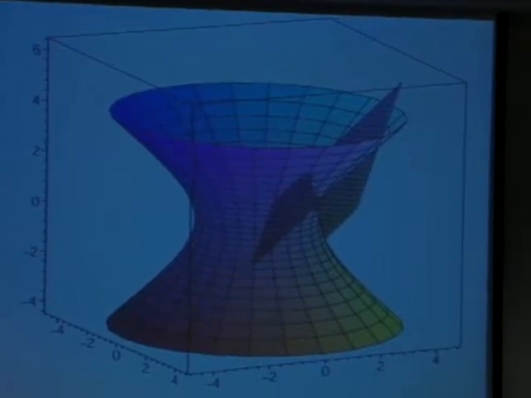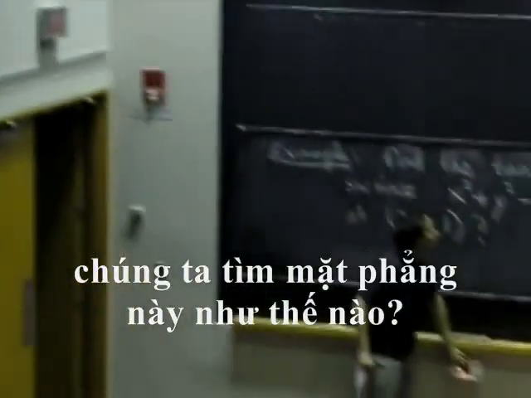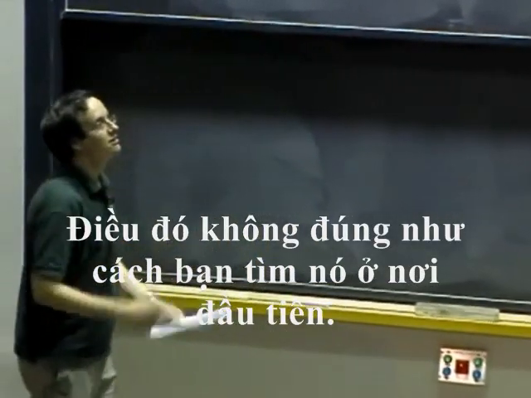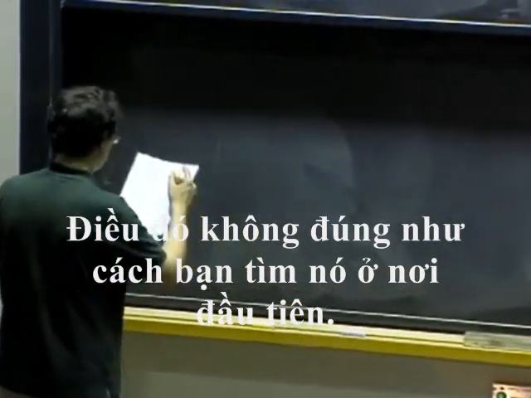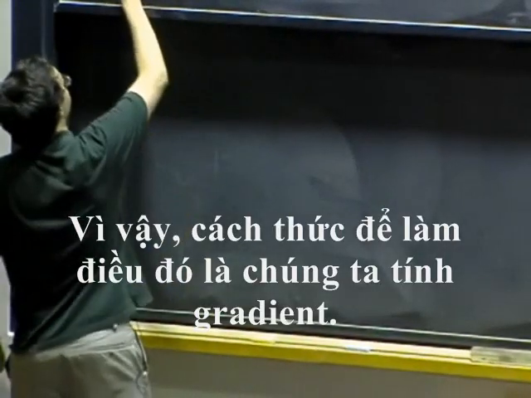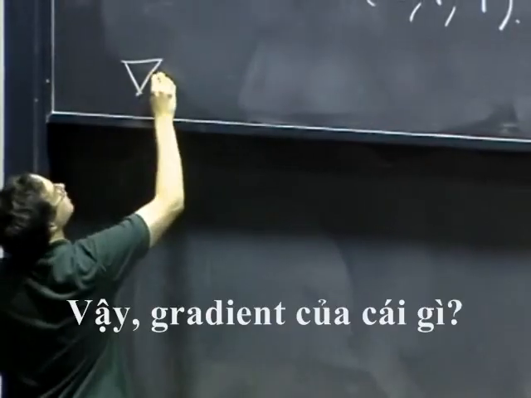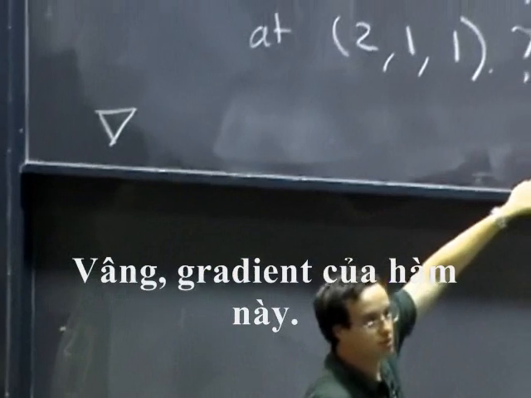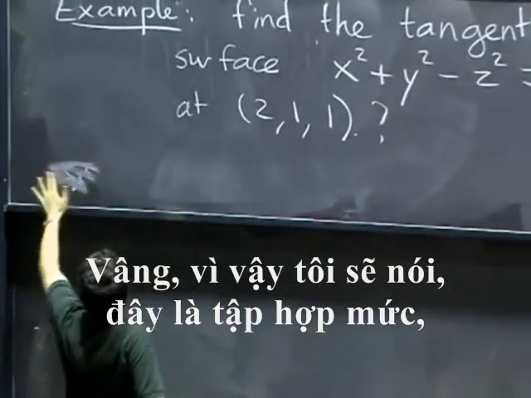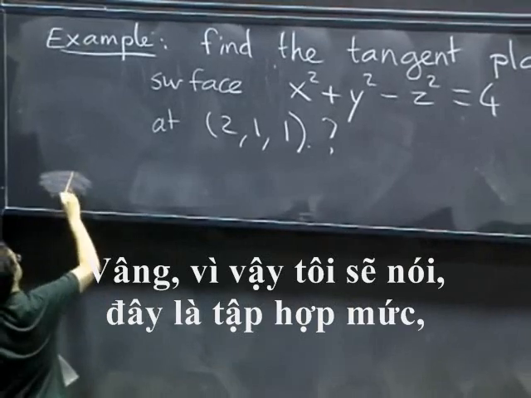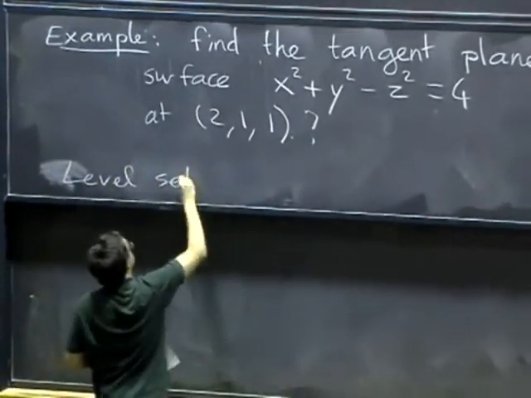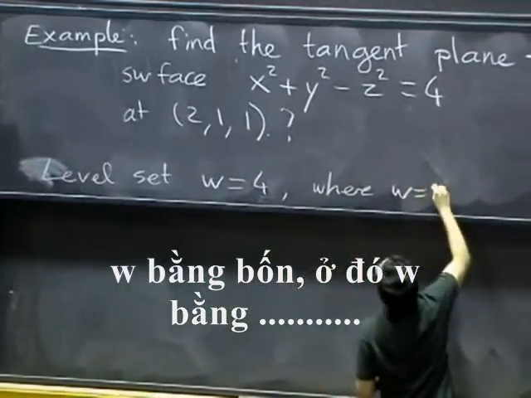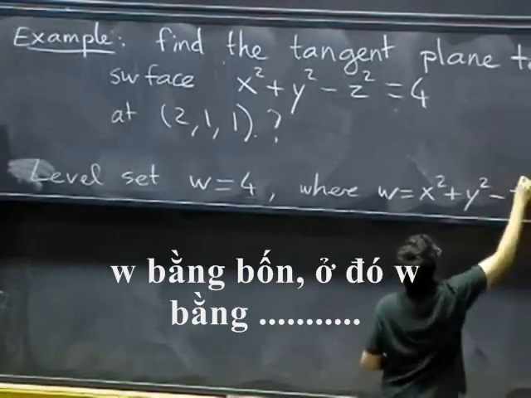So how do we find this plane? Well, you can plot it on a computer, but that's not exactly how you would look for it in the first place. So the way to do it is that we compute the gradient. So the gradient of what? Well, the gradient of this function. Okay, so I should say this is the level set w equals 4, where w is x squared plus y squared minus z squared.